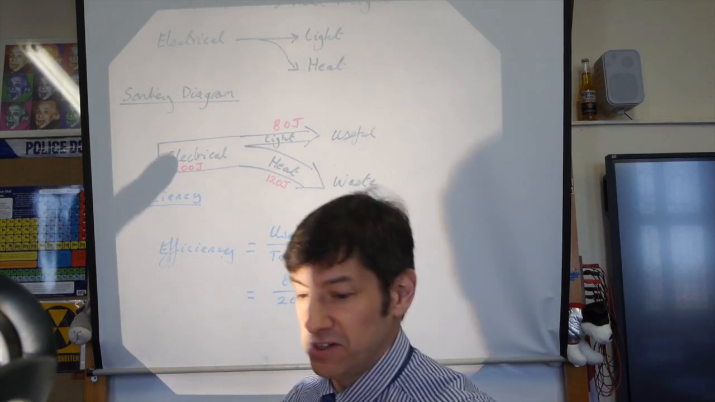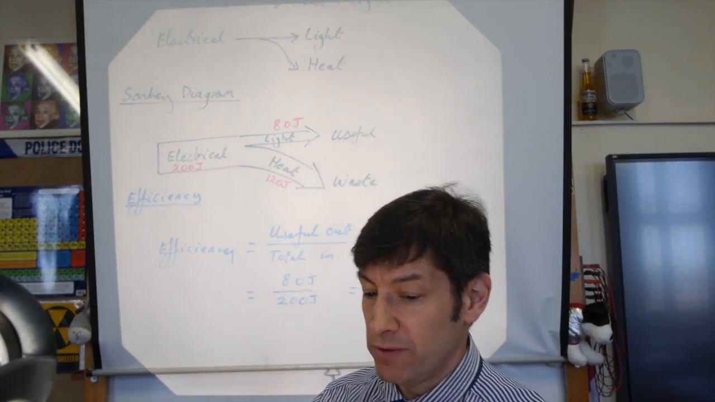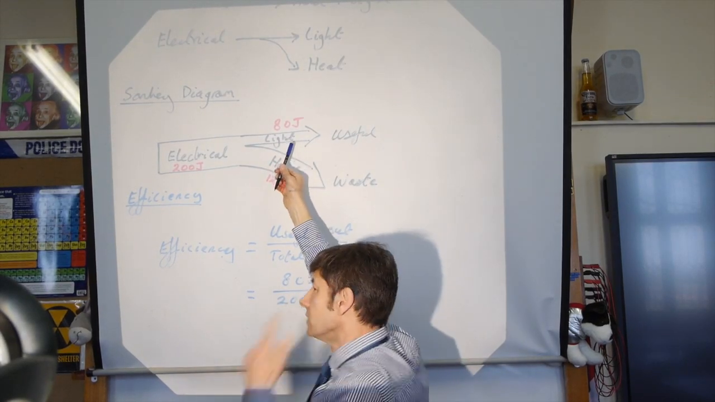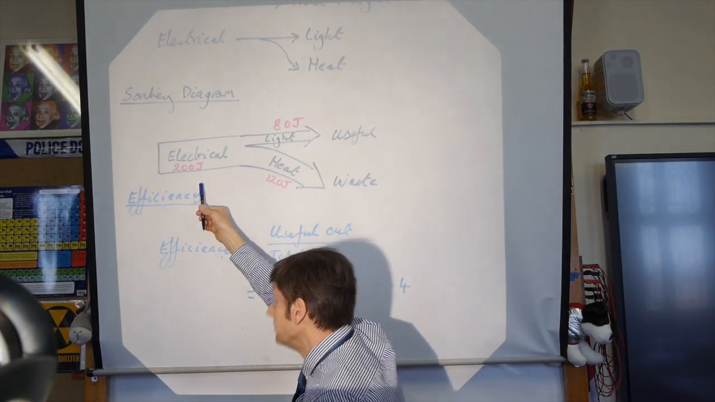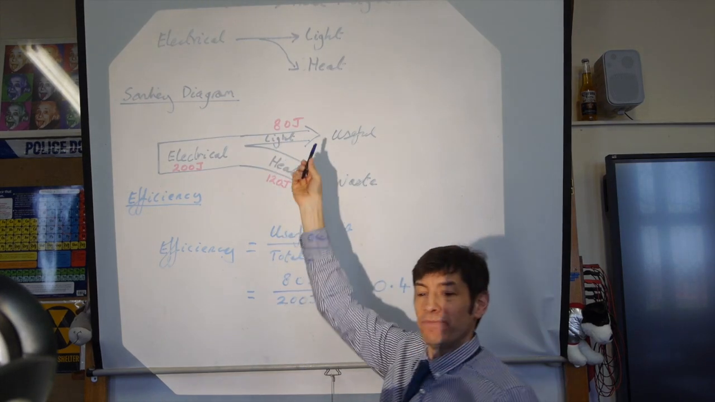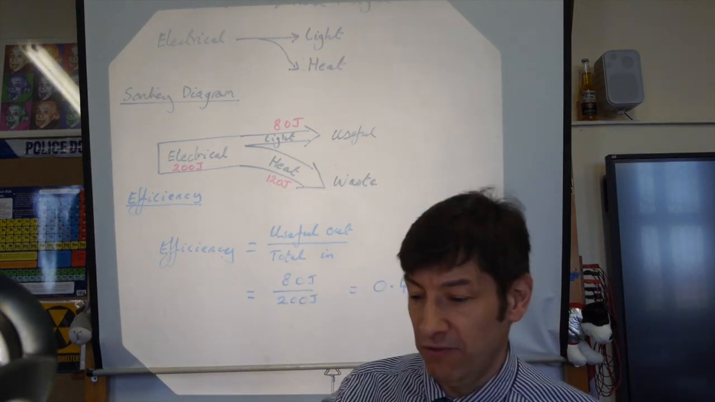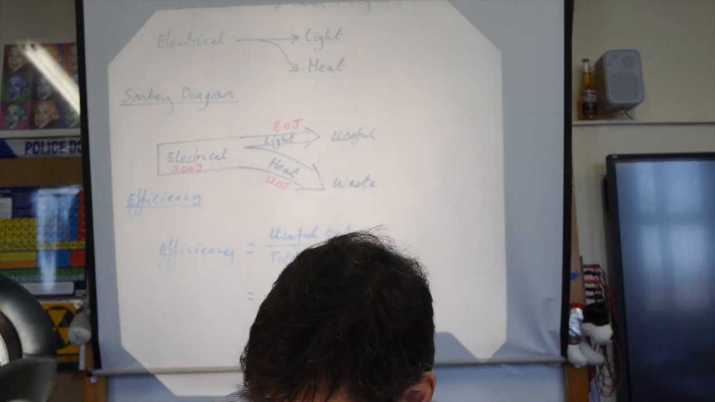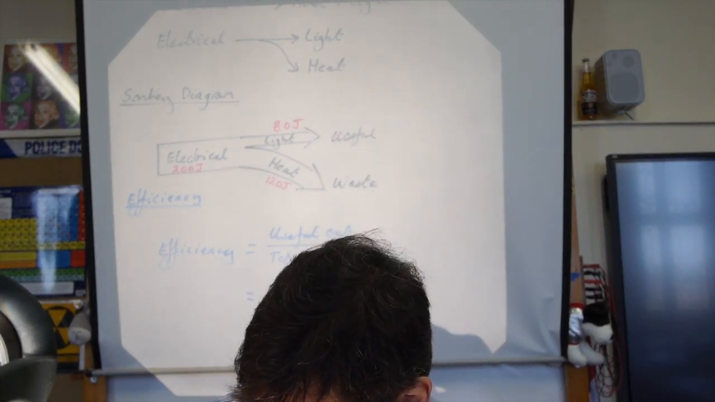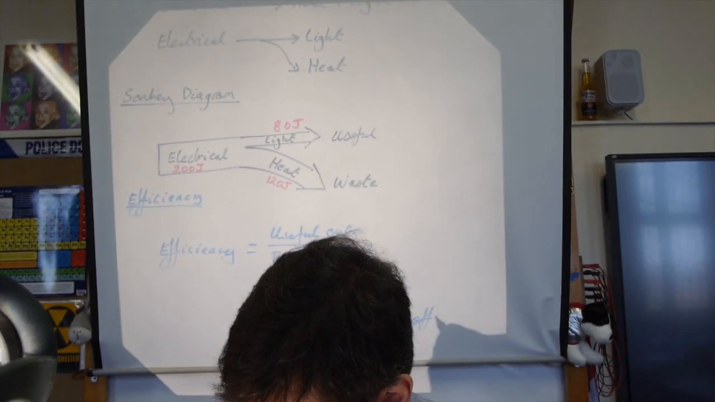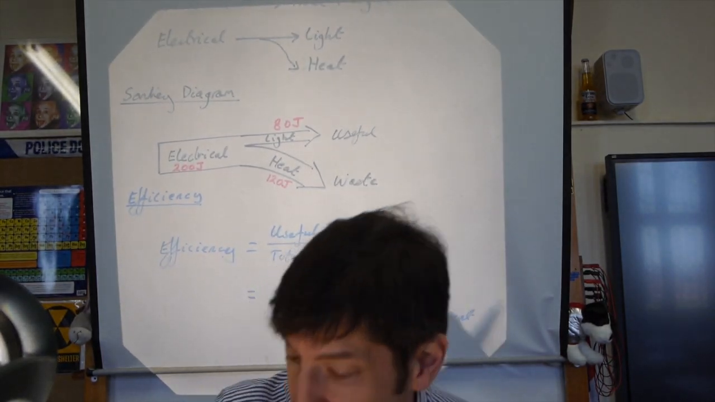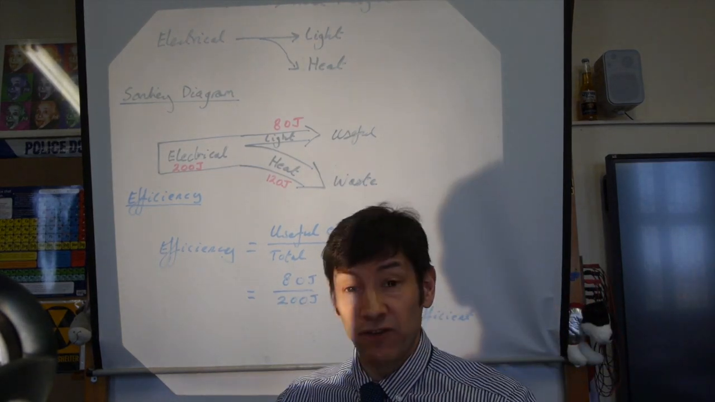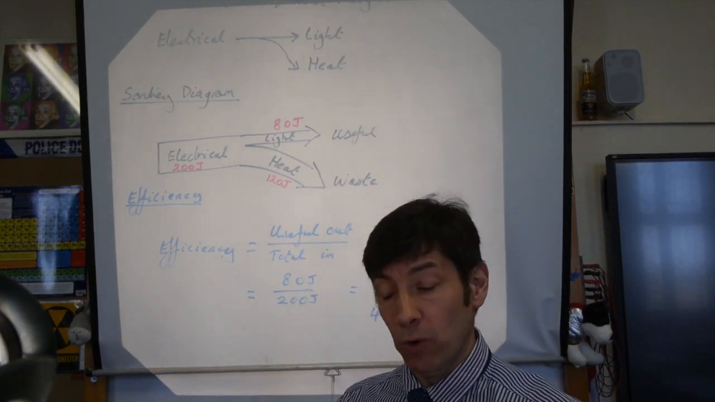But if you look at this diagram, lots of people want to go 200 in, 80 useful out, 100 in, 40 useful out, so it's 40% efficient. So if you were to times this by 100, you would get 40% efficient. Now the 0.4 is absolutely fine for exams, so if you use that number, no problem at all.